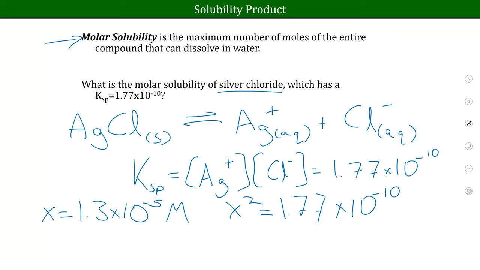So how many moles of silver chloride can dissolve in a liter of water at this temperature? These are all dependent on temperature, right? We learned about how solubility of things is dependent on temperature back when we looked at solutions initially, in colligative properties, right? Change the temperature, you change Ksp.